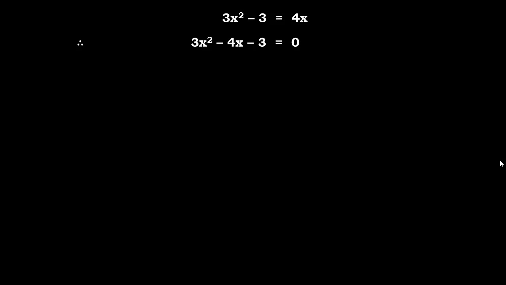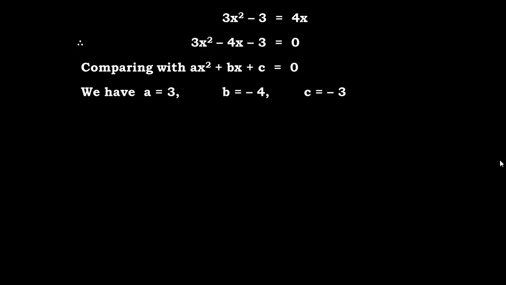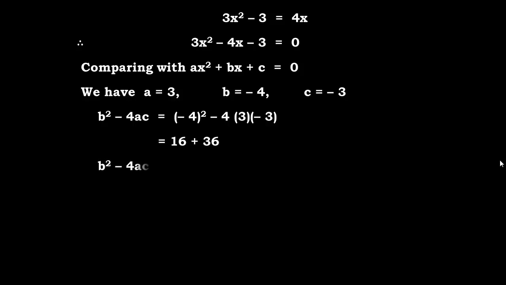So for that, comparing with ax square plus bx plus c is equal to 0, a is equal to 3, b is equal to minus 4 and c is equal to minus 3. So we have to find b square minus 4ac. That is minus 4 the whole square minus 4 into 3 into minus 3. Minus 4 square is 16. 4 3s are 12, 12 3s are 36, plus 36. 16 plus 36 will become 52. So b square minus 4ac is equal to 52.